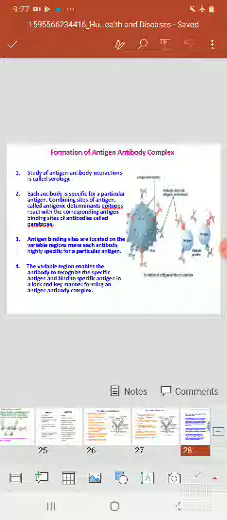The variable region enables the antibody to recognize the specific antigen and bind to it in a lock and key manner, forming an antigen-antibody complex. This is about the structure of the antibody and how the antigen gets combined with the antibody and forms the antigen-antibody complex in a lock and key manner.